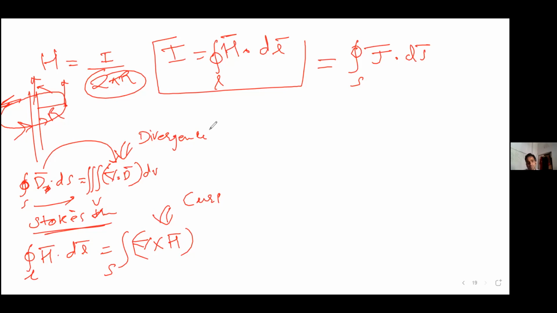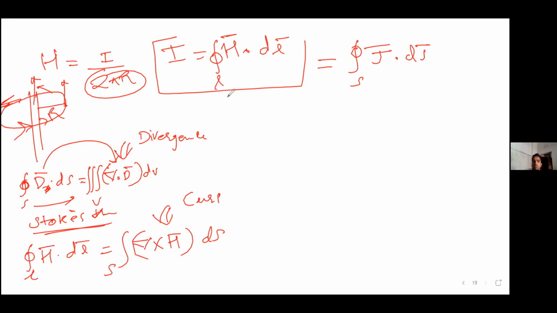Is this fine? So here we use divergence theorem, this is Gauss law, to convert from surface integral to volume integral. And we use Stokes theorem to convert from closed line integral to surface integral ds. So we take the curl of the given vector. We have these two relations we have derived.